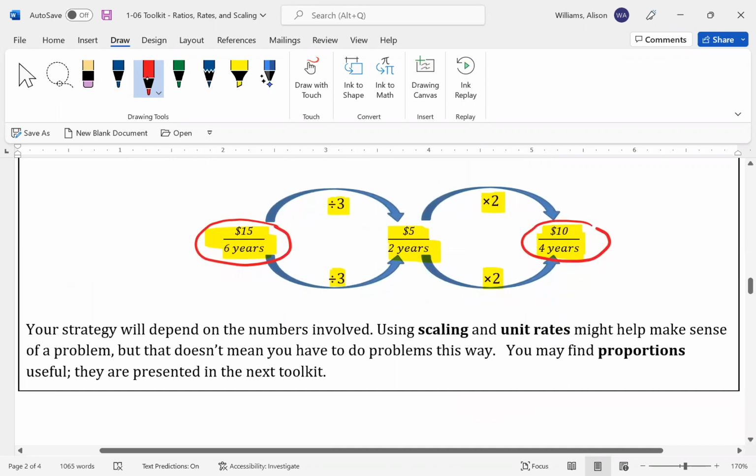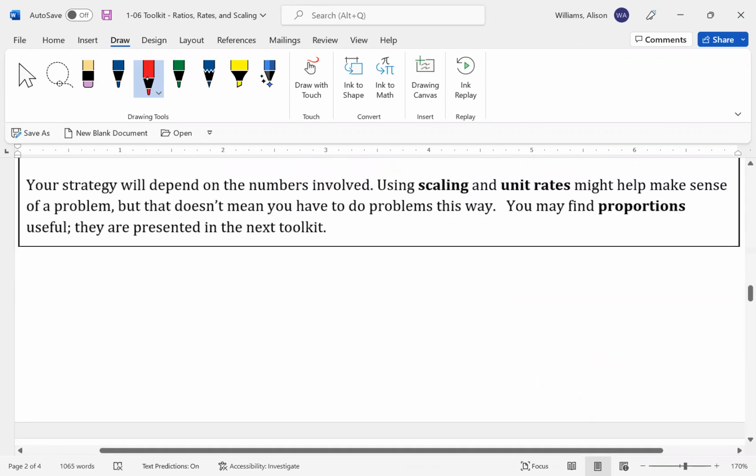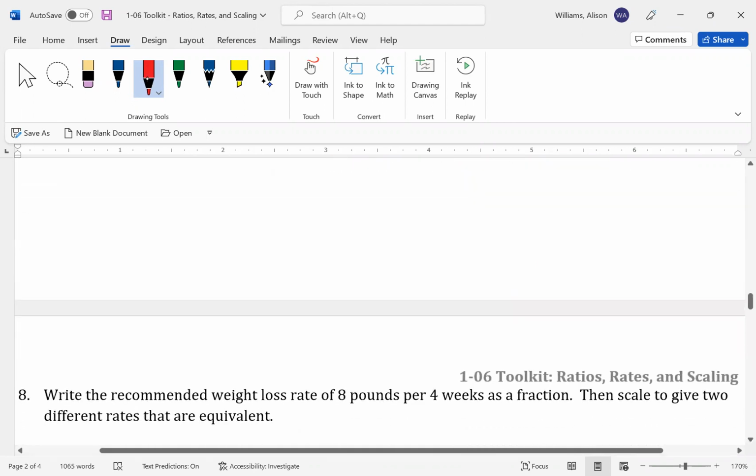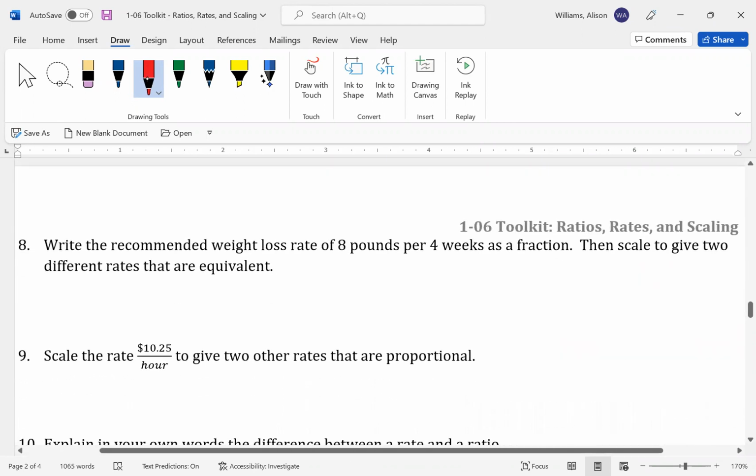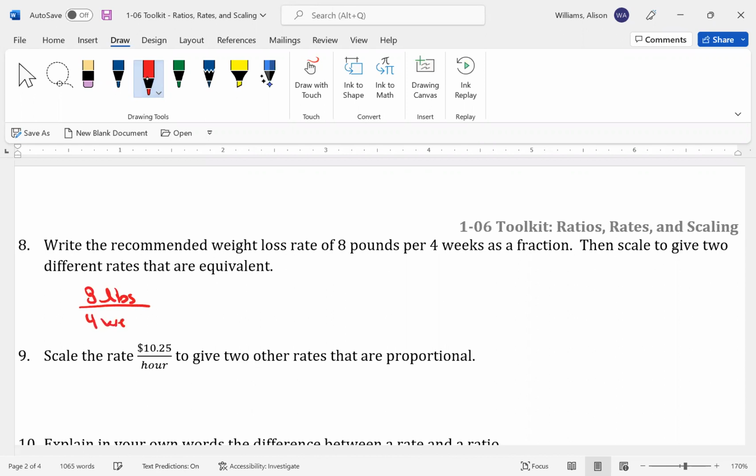Okay, so let's do some scaling. They mentioned something called unit rates, which they'll define in just a minute. But let's go ahead and look at how we could do some scaling here. So it's recommended weight loss at a rate of 8 pounds per 4 weeks. So they say, write that as a fraction and give 2 different rates that are in fact equivalent to saying this. Okay, so 8 pounds per 4 weeks. So I'm going to write 8 pounds and I'm going to use LBS for pounds over 4 weeks.